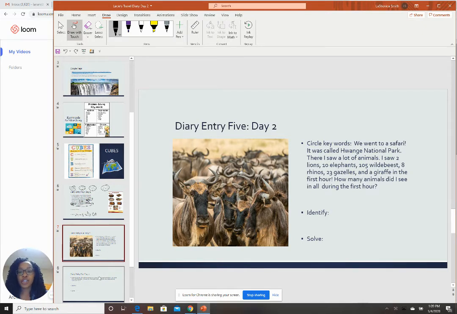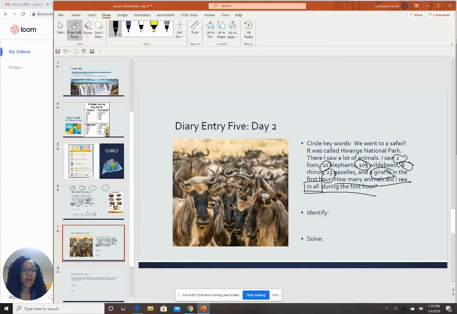All right, let's start our CUBES. We're going to circle keyword numbers. So we have 2, 10, 105, 8, 23. And this is a giraffe, which means 1. So I'm going to go ahead and circle that giraffe. And now we're going to underline the question. How many animals did I see in the first hour? We're going to put a box around important words. How many animals did I see in all? Eliminate any extra information. I think all this information is pretty important.